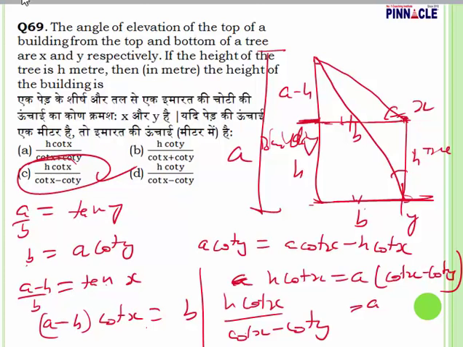And always remember this. When you find such kind of question, always remember this: A is equal to H cot X divided by cot X minus cot Y. You have to remember this. This is property also. It will help you so that you will not need to derive anything. So better would be when you find the answer, immediately use this.